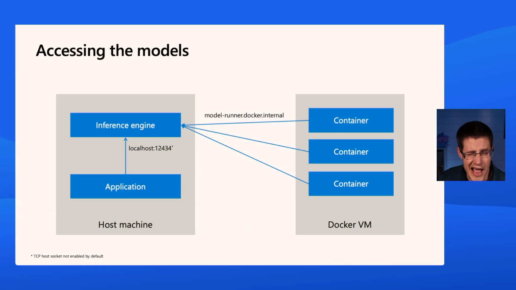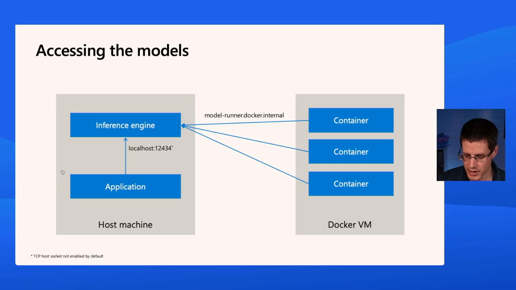Now, how do I actually access the models? How do I use it? As I mentioned earlier, the models are exposed through an OpenAI compatible API, and I can access that from anything that's running natively on my host at localhost 12434. Now, this port isn't enabled by default.